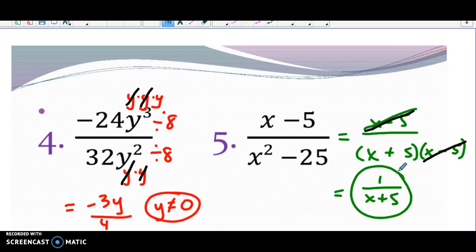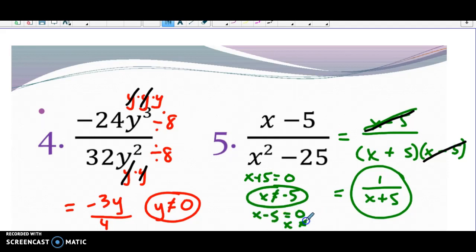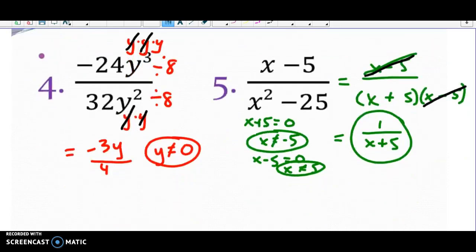I do need to include my excluded values. So if I set this equal to 0, then x cannot be negative 5. And if I set this equal to 0, then x cannot be positive 5. Those are my excluded values, and this is my simplified expression.